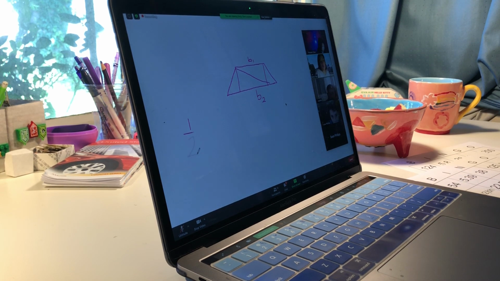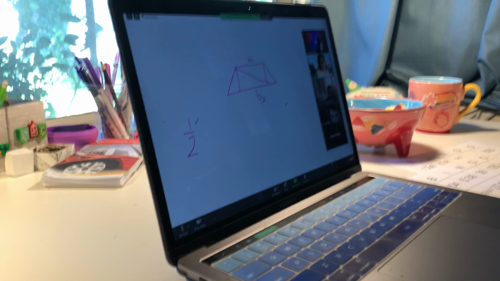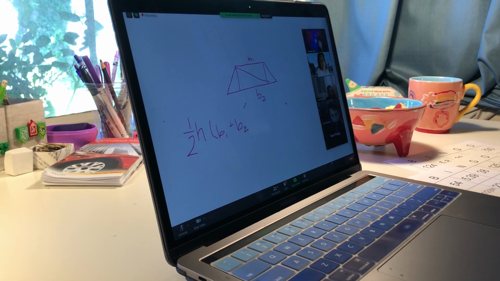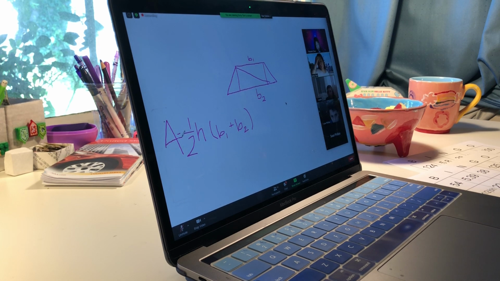It is 1/2. The height, and then the sum of the two bases. That's how you find the area of a trapezoid. Just wanted to share that with you really quick.